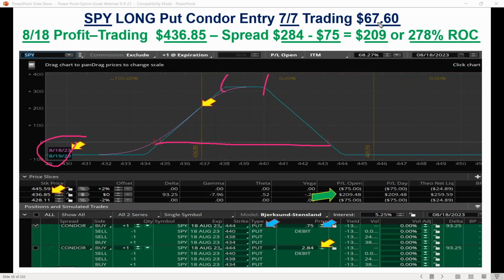So now it was trading at, the profit was up, here it is, $209. The spread went from, it was trading at 436.85, and now the spread blew out to 284, less the cost of the trade, 75. So it was up $209 on that risk of 75, so a 278% return on that.